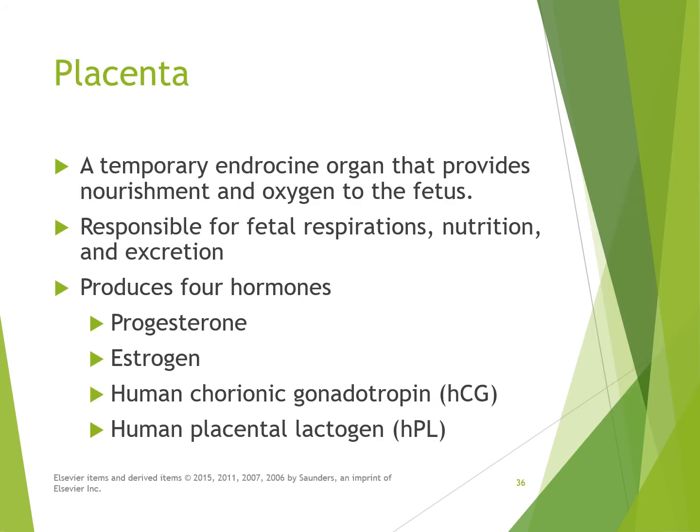Placenta is a temporary endocrine organ that provides nourishment and oxygen to the fetus. It's responsible for fetal respirations, nutrition, and excretion. Now, people are like, what do you mean fetal respirations? They don't breathe. Yes, their lungs are full of fluid, but they do practice movements so that when they're born, they know how to breathe. It produces 4 hormones: progesterone, estrogen, HCG, and HPL.